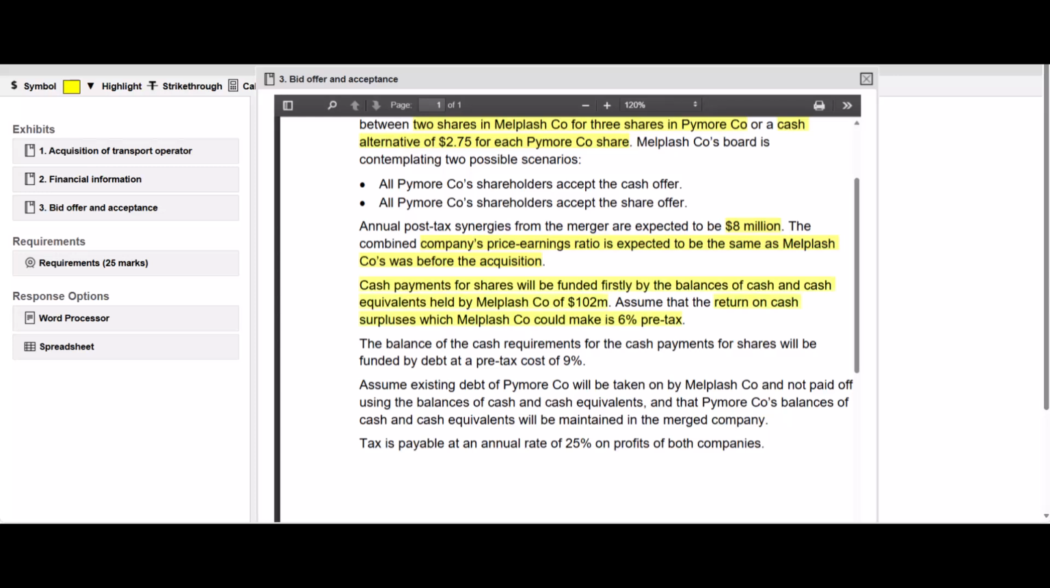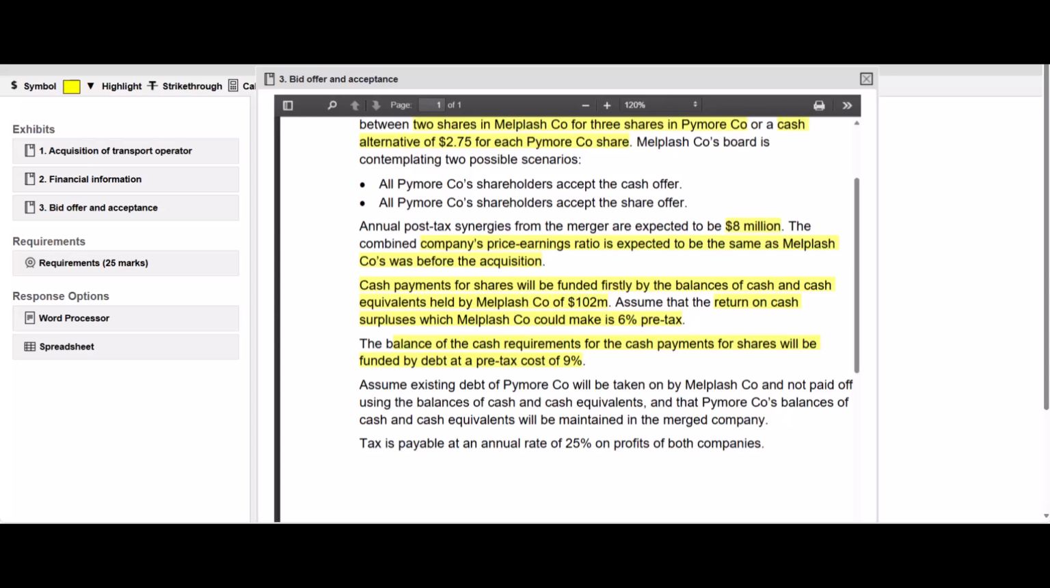It then tells us about the cash payments. And it says that we will fund this firstly using the balance of cash and cash equivalents, which is $102 million. And then it says, assume the return on the surpluses is 6% pre-tax. And then the balance of the cash requirements for the cash payments for shares will be funded by debt, at a pre-tax cost of 9%. So we're going to have to take on some debt to finance the rest of that.